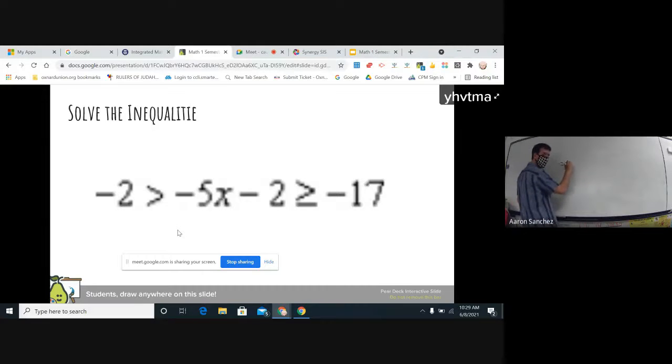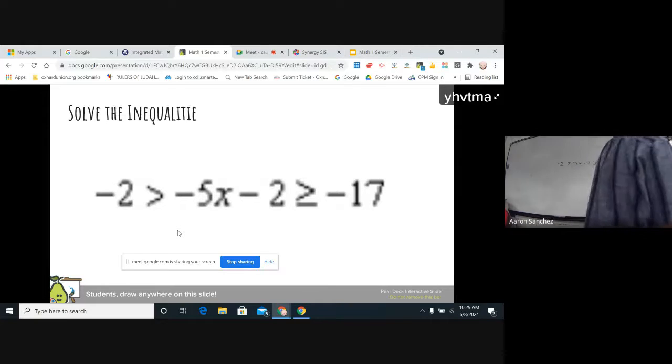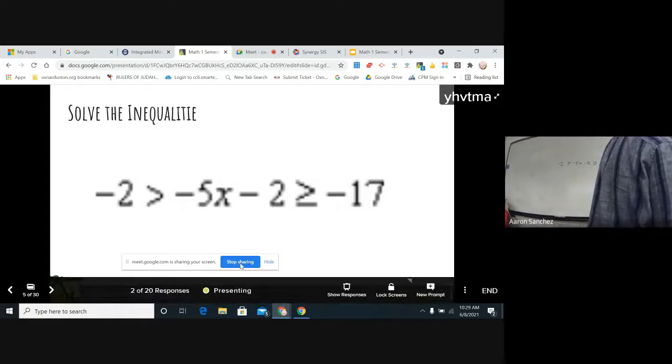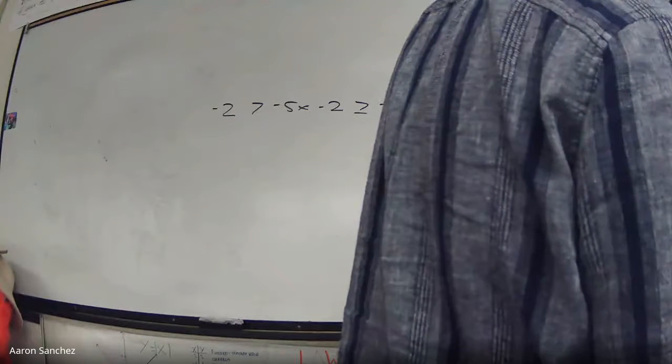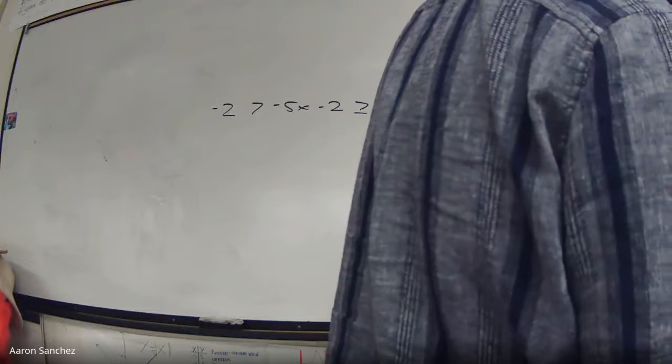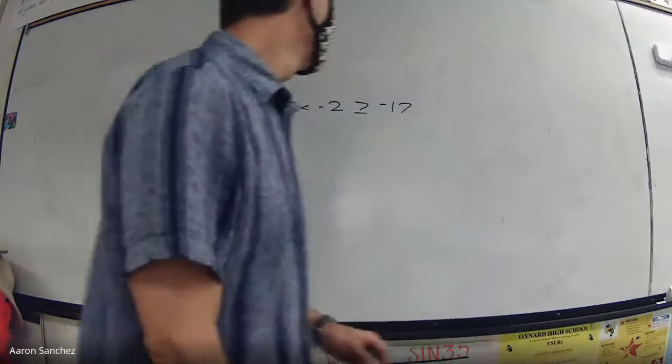Negative 2 is greater than or equal to negative 5x minus 2, greater than or equal to negative 17. Can you see this on the board though now? Or is it presenting? Okay. Did I write that right? Okay. I'm going to start this for you guys. I'm going to here so you can see me presenting here.